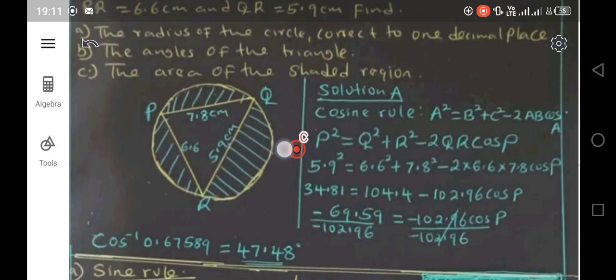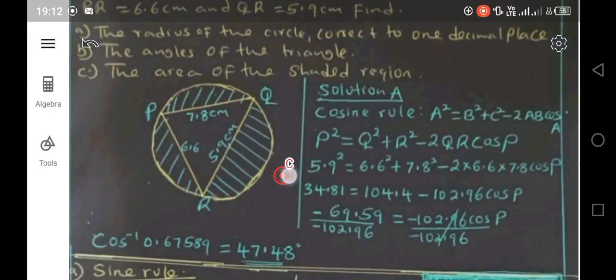Now it means that, for example, for p squared we need to have 5.9 squared, q squared we need 6.6 squared, r squared we need 7.8 squared, minus 2 times 6.6 times 7.8 cos theta of that angle. Whenever we square the sides of this inscribed triangle and use the cosine rule, we are going to get the angle.